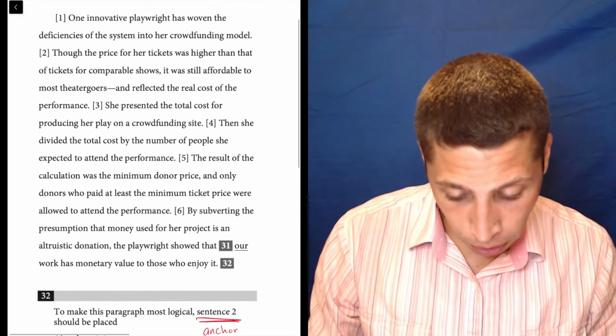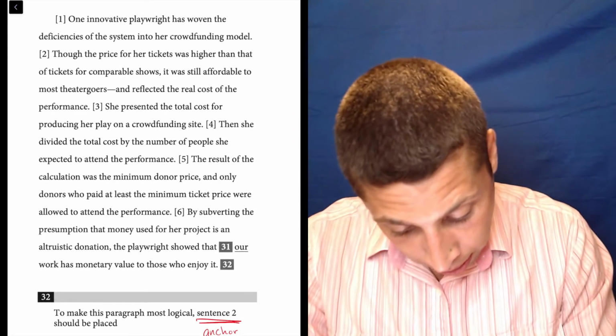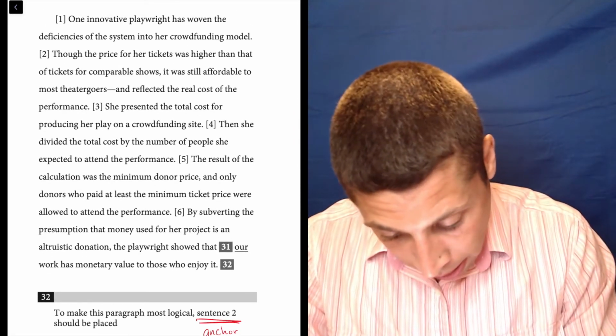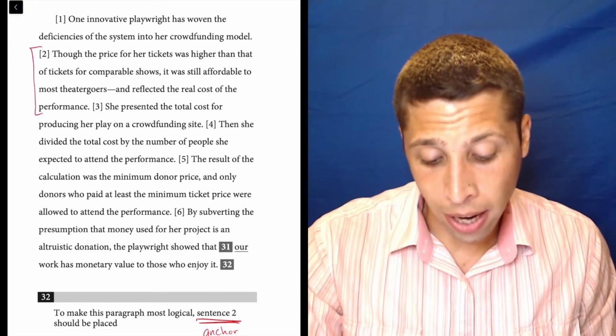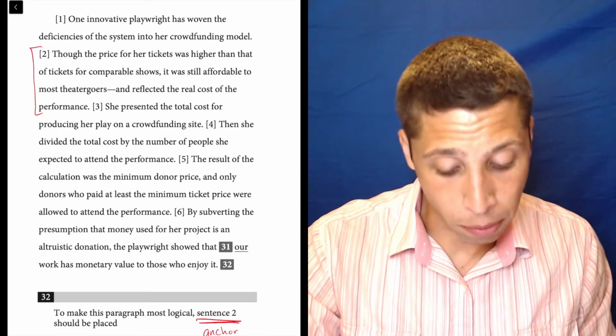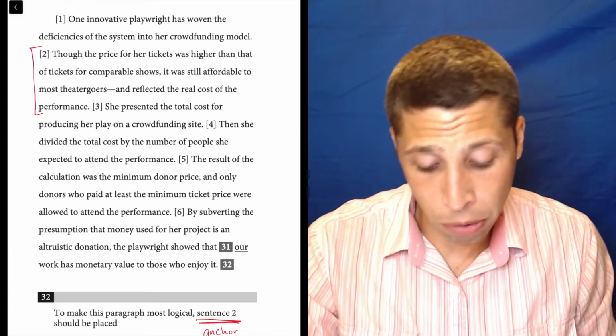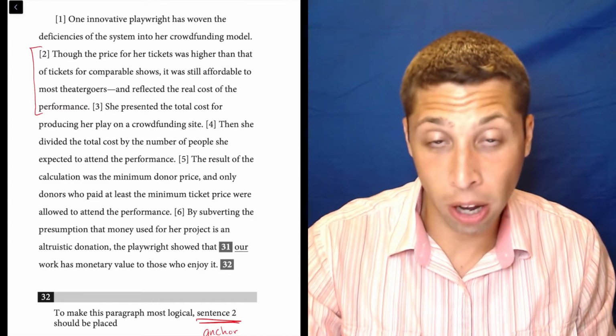So let's go to sentence 2 first and try to read it. So it is right here. Though the price for her tickets was higher than that of tickets for comparable shows, it was still affordable to most theatergoers and reflected the real cost of the performance.